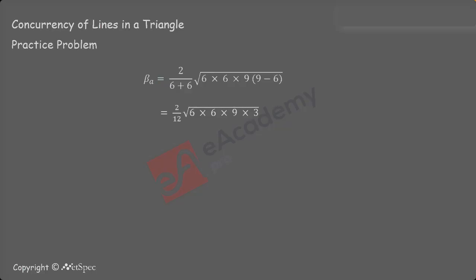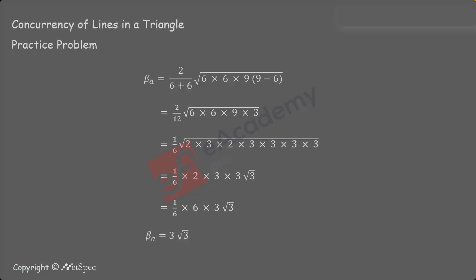If you break up the numbers into their simplest forms, you get 1 by 6 into the square root of 2 into 3 into 2 into 3 into 3 into 3 into 3. Now, you can remove any numbers that will be multiplied into themselves and put them outside the root. This will leave you with 1 by 6 into 2 into 3 into 3 into root 3. 6 and 2 into 3 will cancel out and leave you with 3 into root 3. Therefore, the length of the angular bisector is 3 root 3.